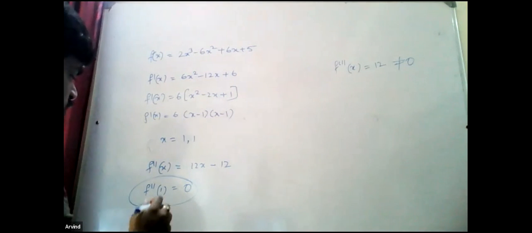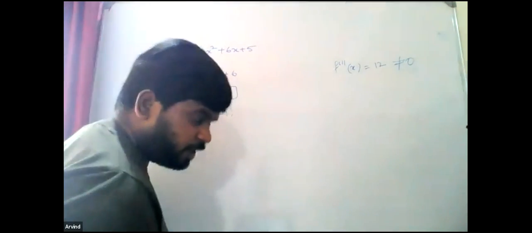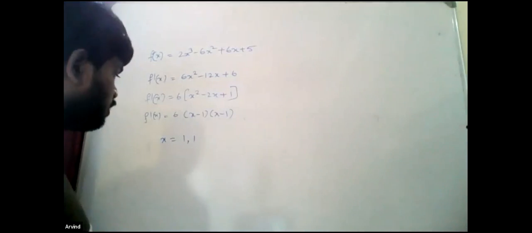What we can do is, since you got f double dash as 0, this is one example I told. So f double dash of 1, you got it as 0. Now the test fails, right? Now you are not able to tell whether it is maximum or minimum. So in that case, what you have to do is put values on each side to see whether it is changing the sign or not.